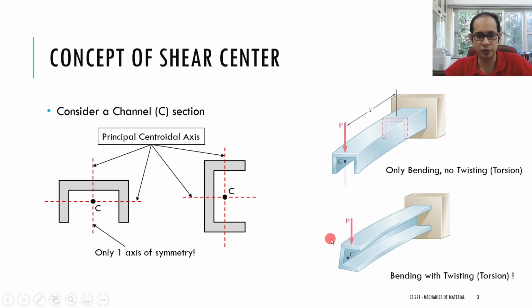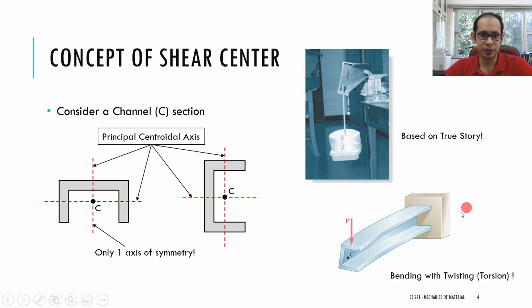So let's take a look. If you have something like this where the load is again acting through the centroid, you can intuitively imagine that along with bending, it is going to have some amount of twisting as well, right? This is an experiment which is done in the lab, and that's why I've written "based on true story."